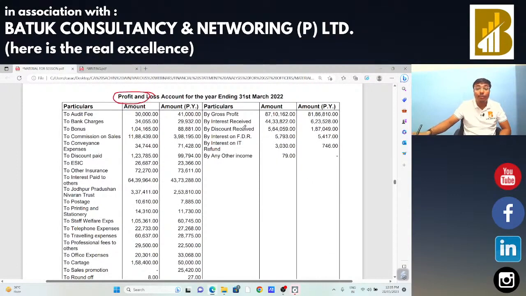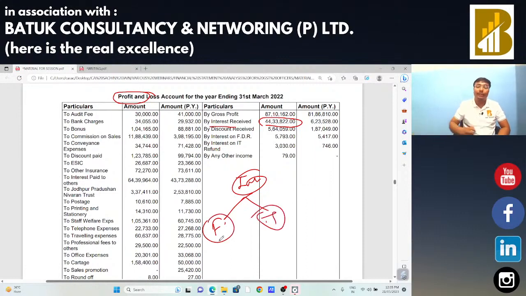In that profit and loss account, interest is there, and normal interest is there, 44 lakh. In that case, we need to check whether this interest is on account of finance or on account of trade. If the interest is on account of trade, in that case GST should be payable. And if the interest is on account of finance, in that case GST should not be payable.